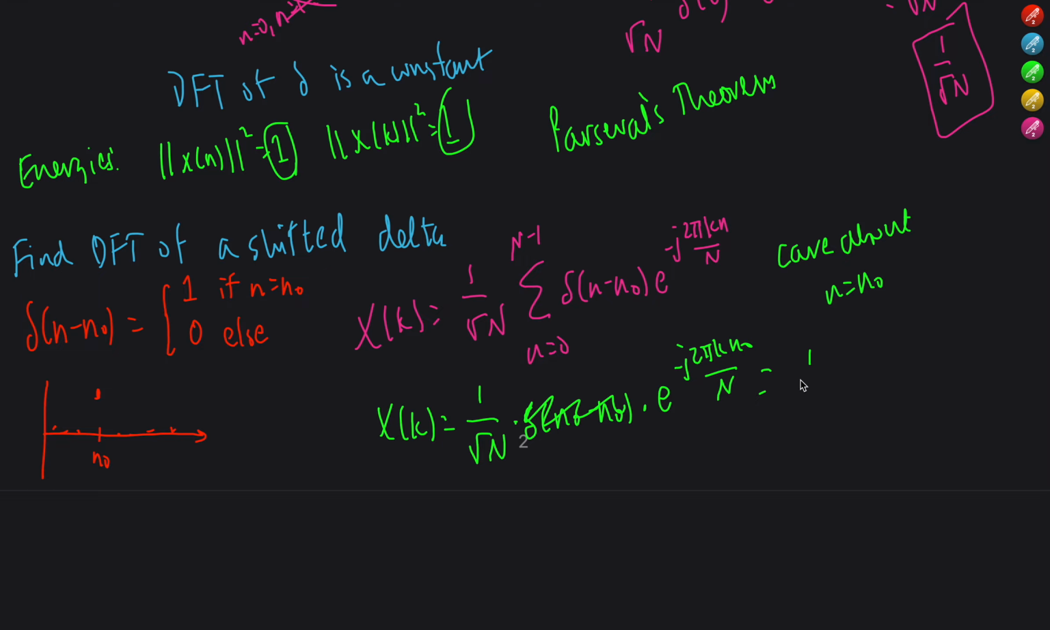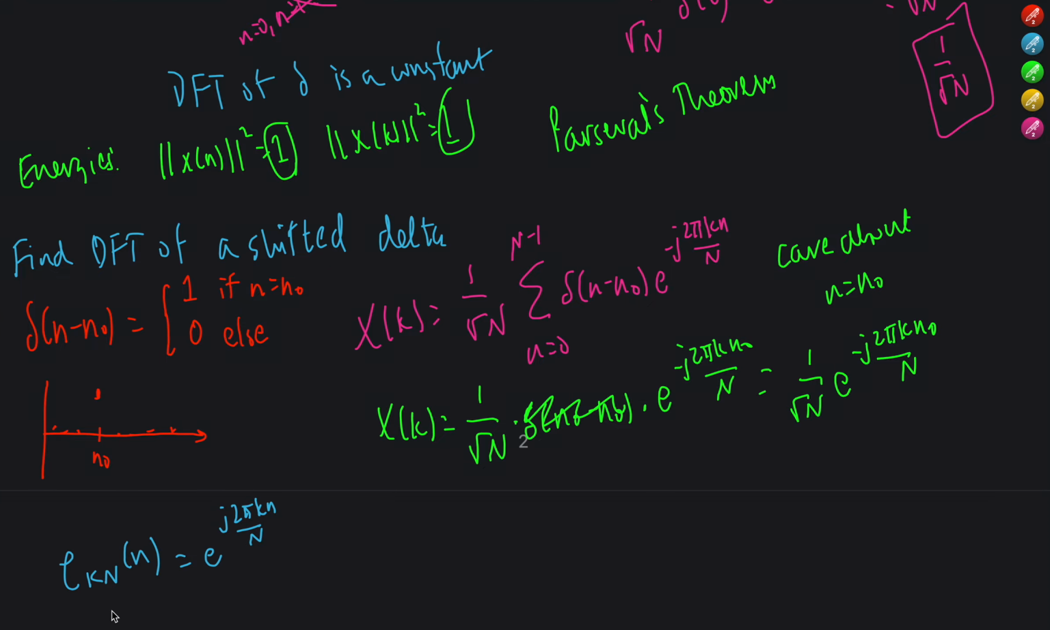We end up with 1 over root n times e to the minus j 2 pi k n naught over n. If you notice, this is also quite confusing. One side note here is that before, we defined e_k of n as a function of n: e to the j 2 pi k n over n, right?